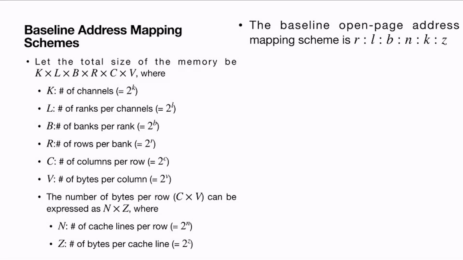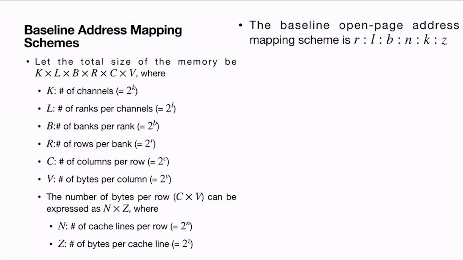Z corresponds to cache line, the number of bytes per cache line, that is the offset within a block, that is part of this Z. And K is effectively your channels, also in the lower order bit positions. N is your number of cache lines per row. How many? Because if you consider a 4 KB page with 64 bytes per block, in a 4 KB page there are how many?